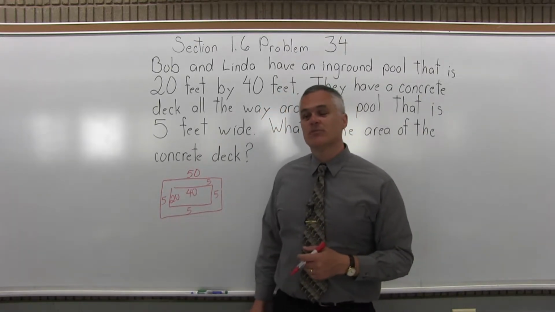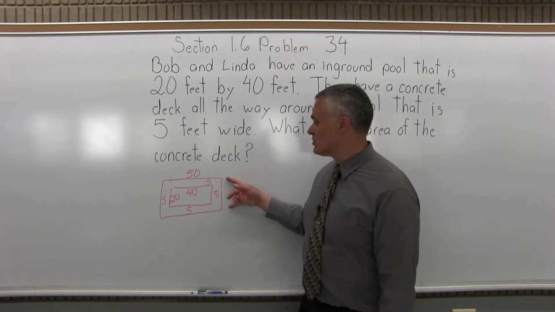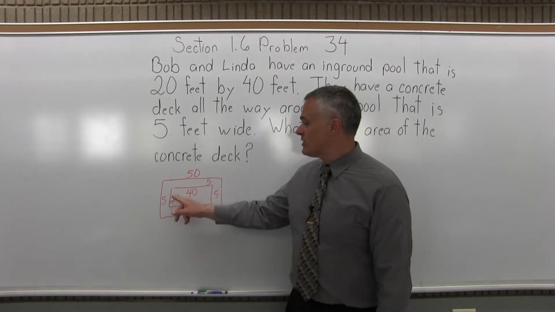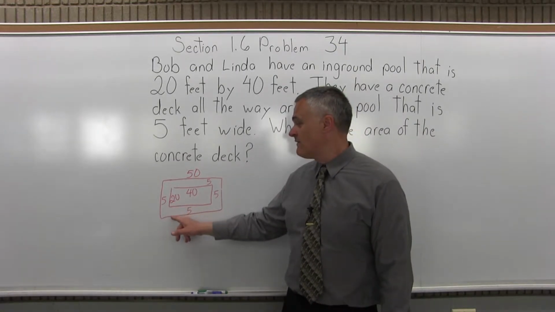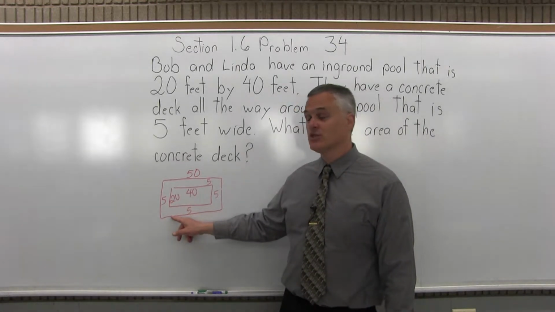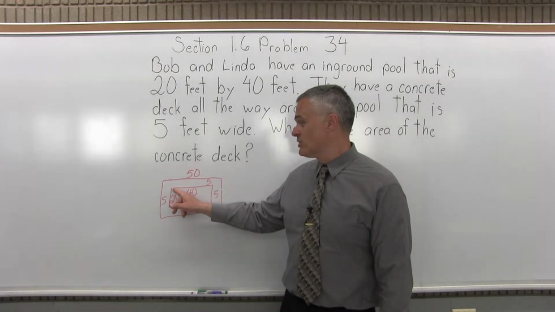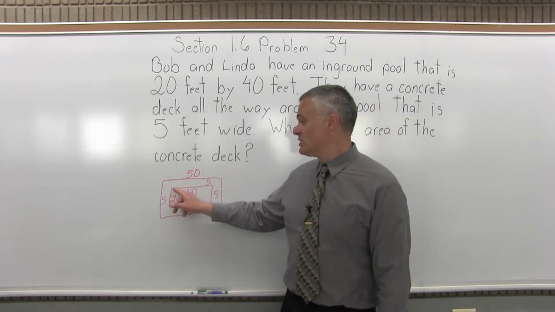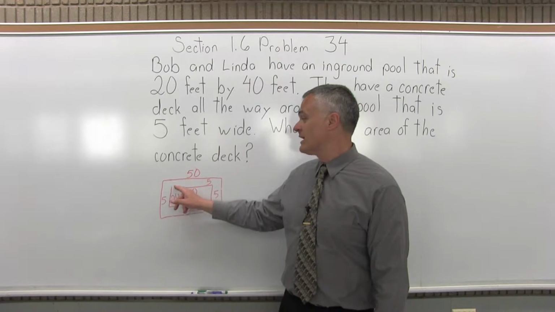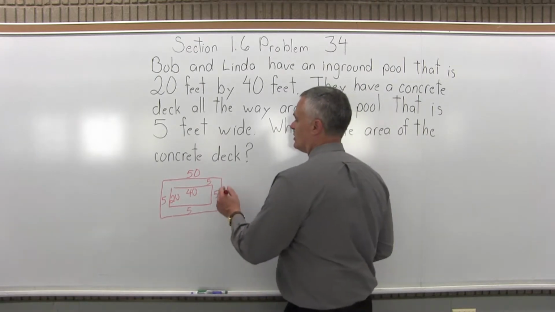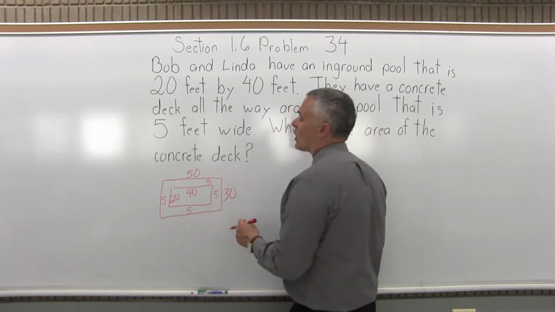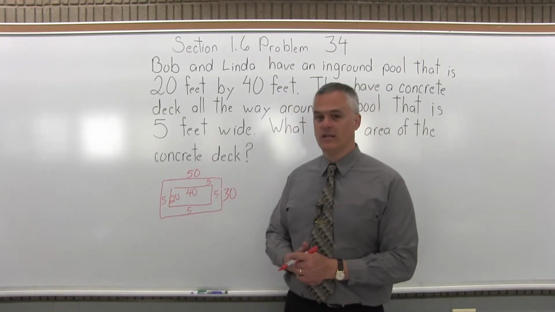So let's do the same type of computation for the shorter length. From one edge of the pool to the other is 20 feet. If I go 20 plus 5 more feet, 25, I'm at the edge of the concrete. Starting from one edge of the pool, I'm 25. If I go 5 more, I start 5 feet back, it would be 5 plus 20 is 25, plus 5 more is 30. So the shorter length of the concrete area is 30.